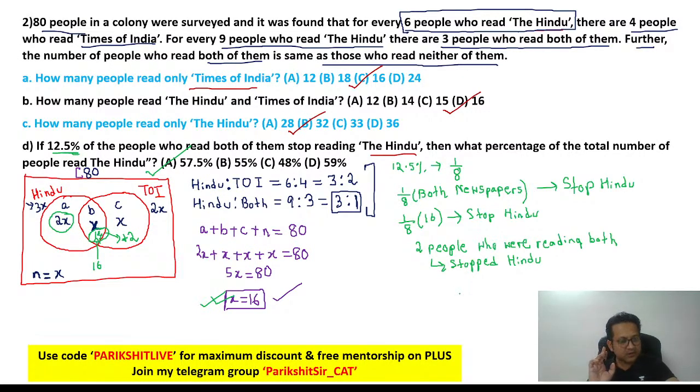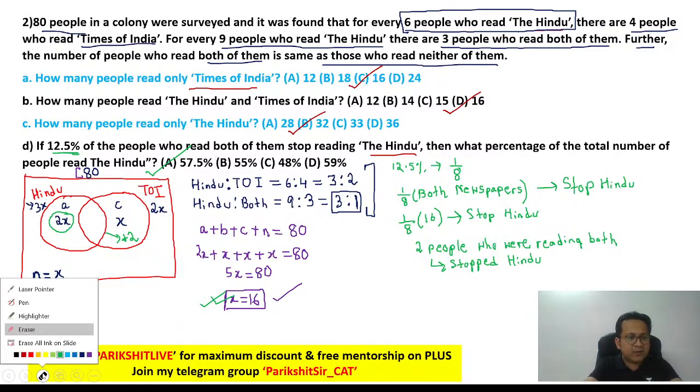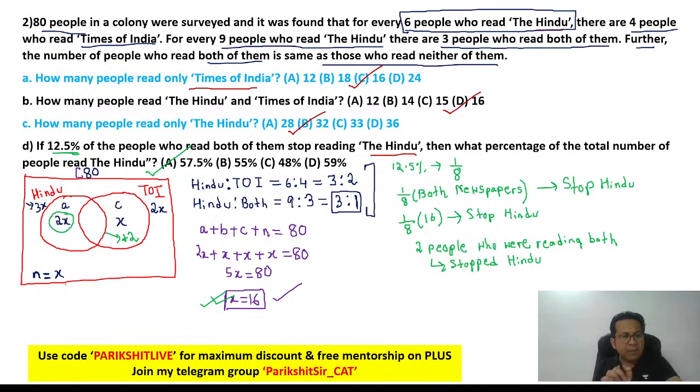Yes? Think about it. Is this clear? So can I say instead of 16 now, remember here we had 16 people. So instead of 16, how many people are there now in the part called both? 14 people. So instead of 16, you only have 14 people because they stopped reading the Hindu.